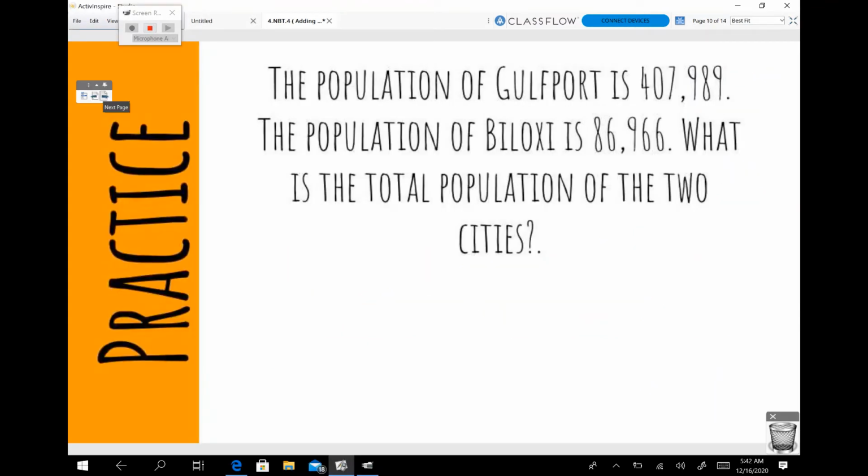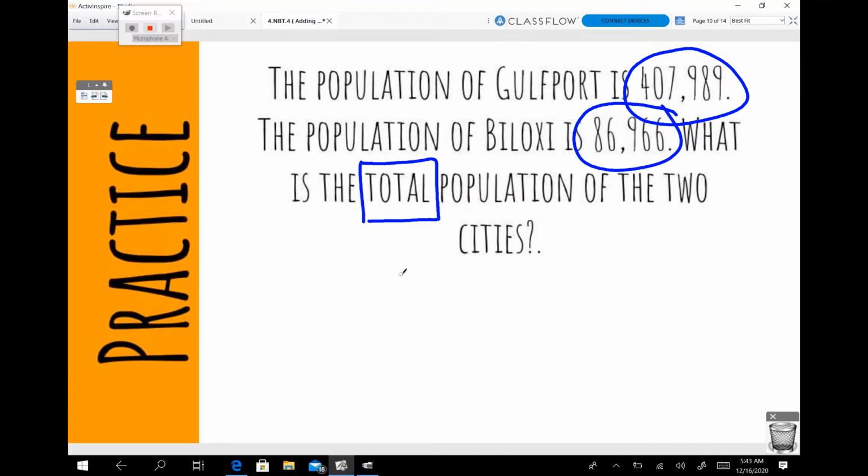All right, so let's practice with a word problem. The population of Gulfport is 407,989. The population of Biloxi is 86,966. What is the total population of the two cities? So my key word here is total, and I know that's going to tell me to use what operation? To add. Good job. And one thing that's very important when we add our numbers is to make sure we're lining them up from the ones place.